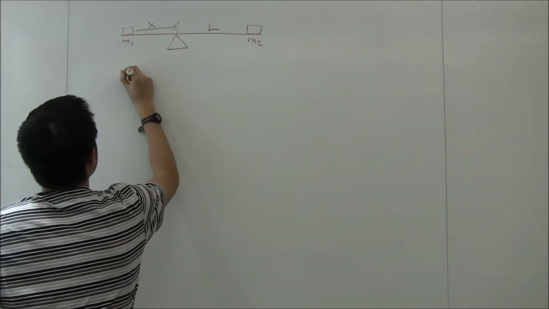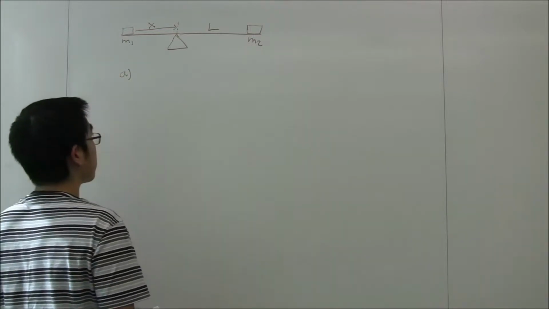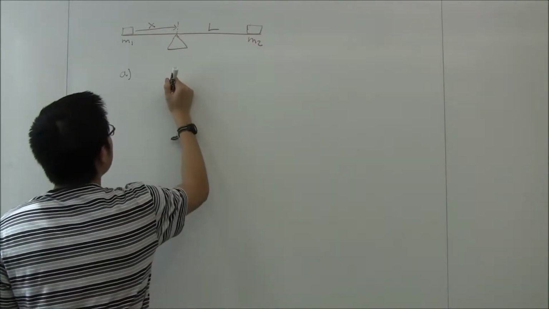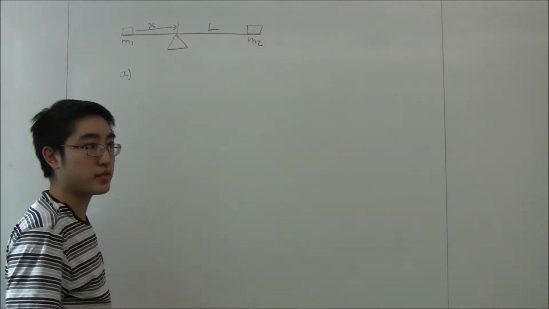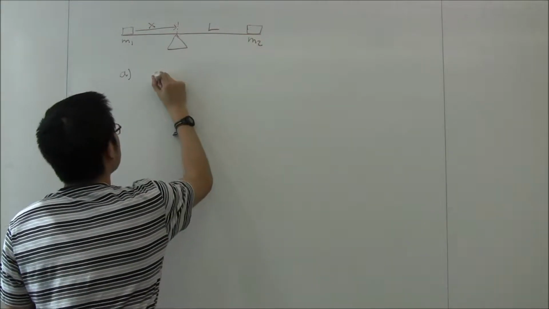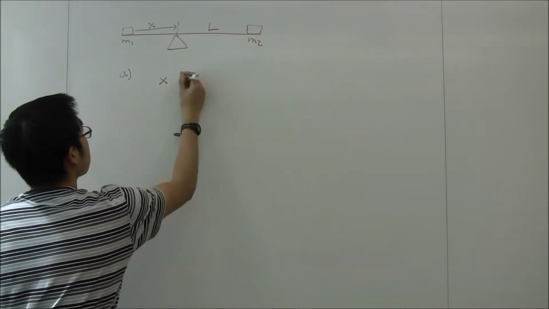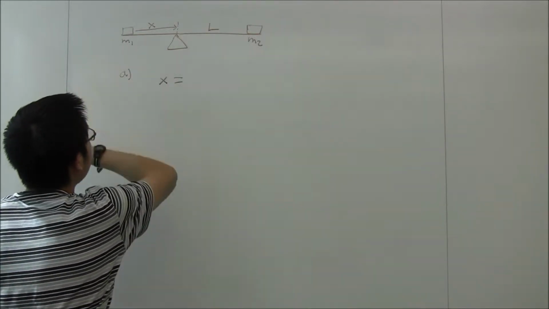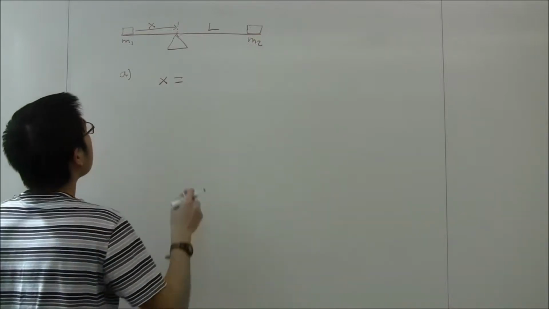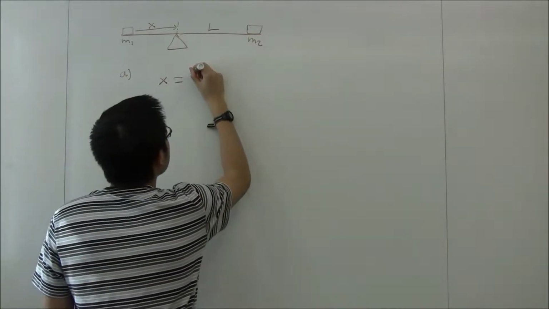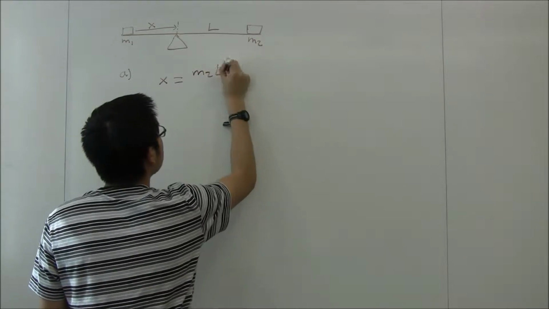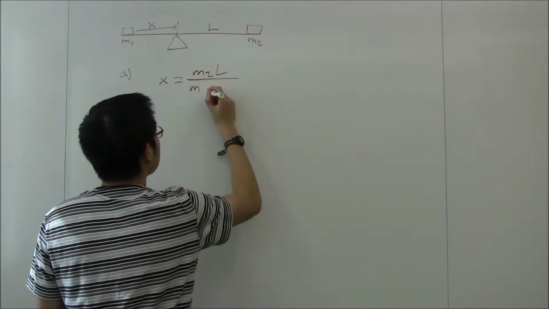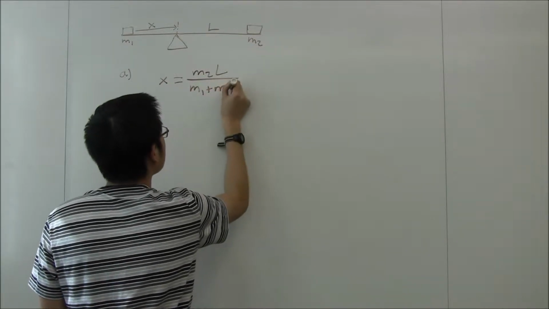So let's first calculate the position of the center of mass with respect to the left end of the teeter-totter. We know that the fulcrum is located at a distance x from the left end of the teeter-totter, so the center of mass is located at x. And that is equal to, well, the m1 term is cancelled out since it remains at the origin. So we have that x is equal to m2 times L, which is its distance from the left end of the teeter-totter, divided by the total mass of the system, which is m1 plus m2.